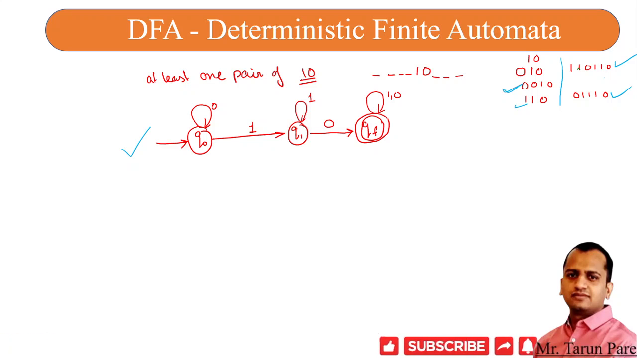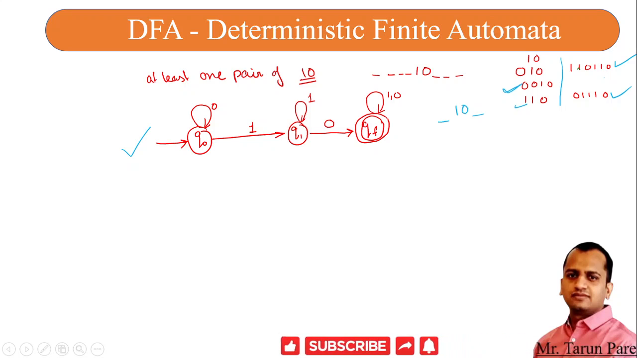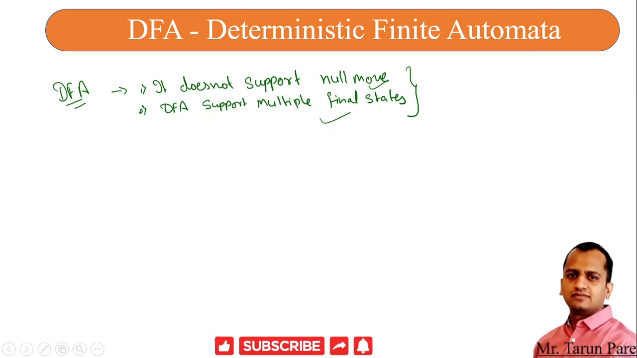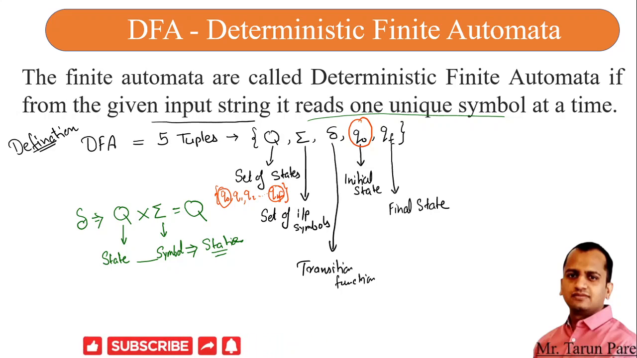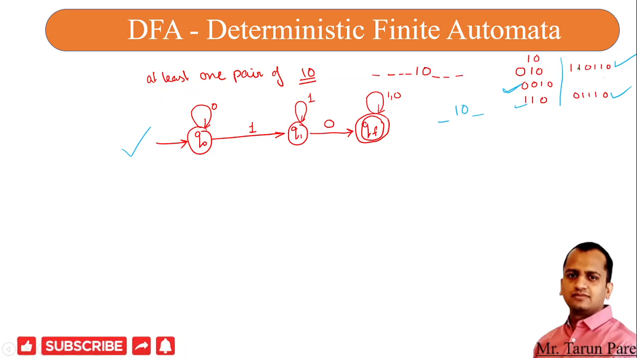So from this we come to know that this automata is suitable for all those strings which contain at least one pair of 1 0 followed by any number of zeros or ones. Okay, so I think this much of the statement is clear to you. Now let me come to the initial statement, that from the given input string, it reads one unique symbol at a time. So what does it mean?